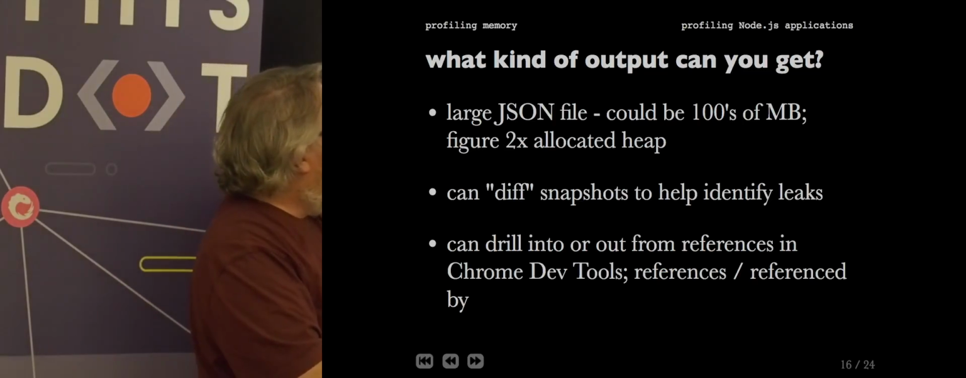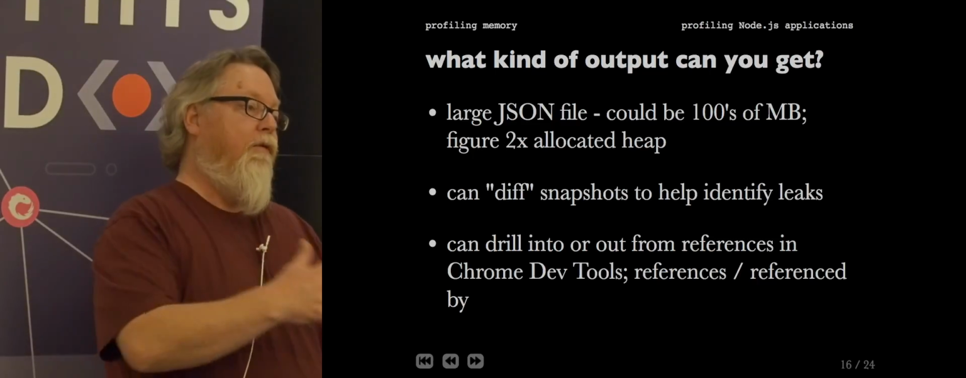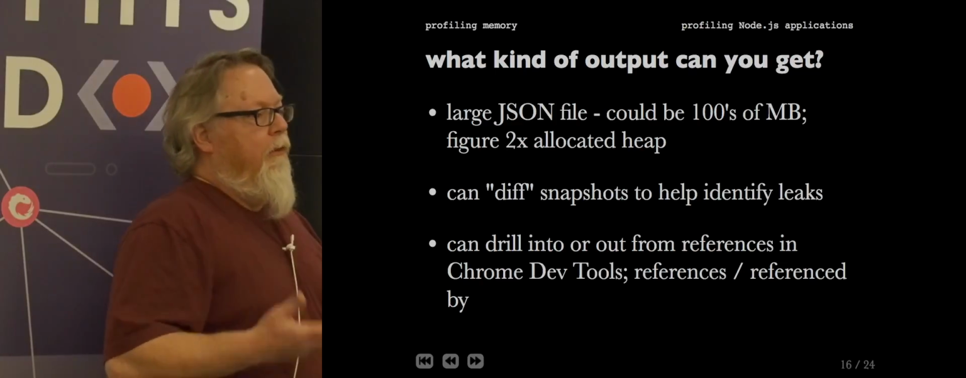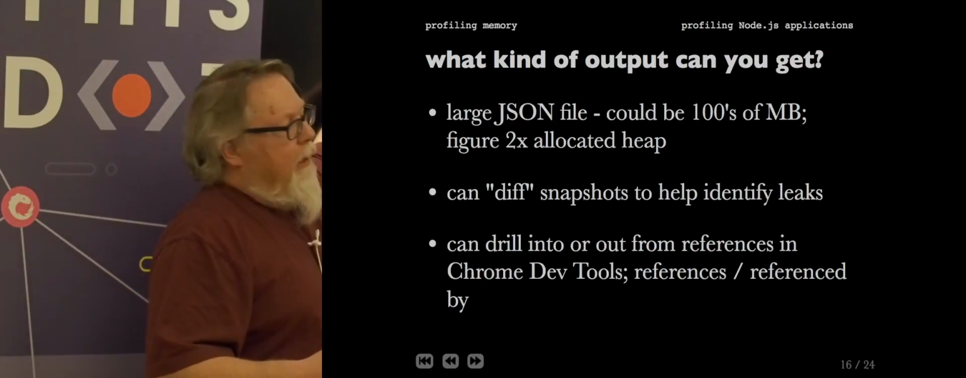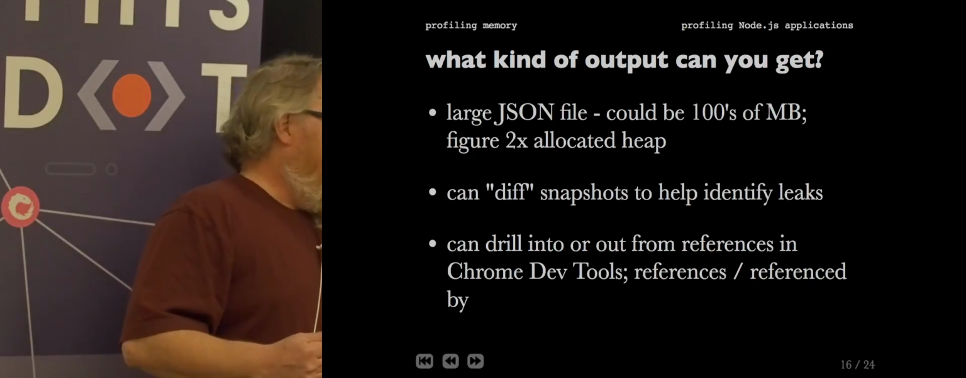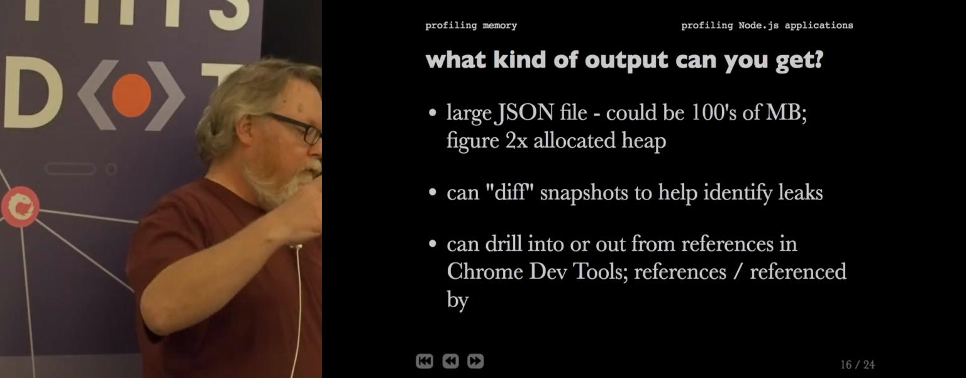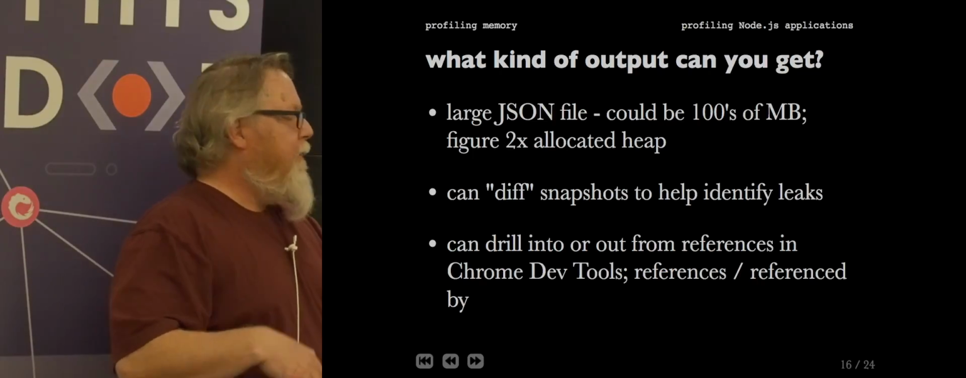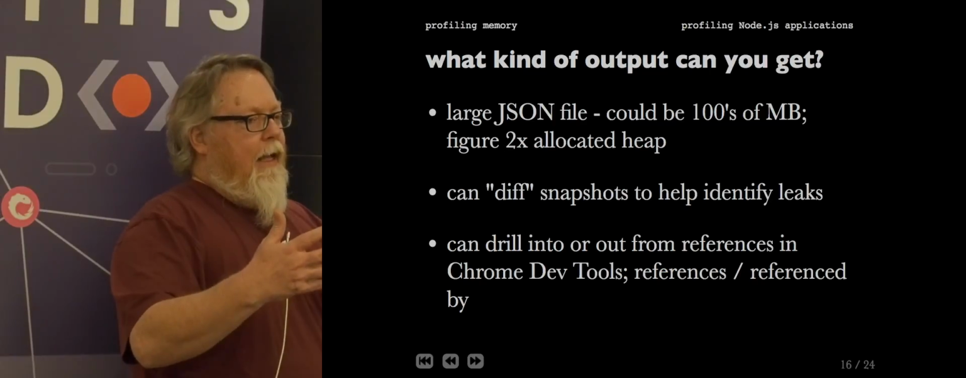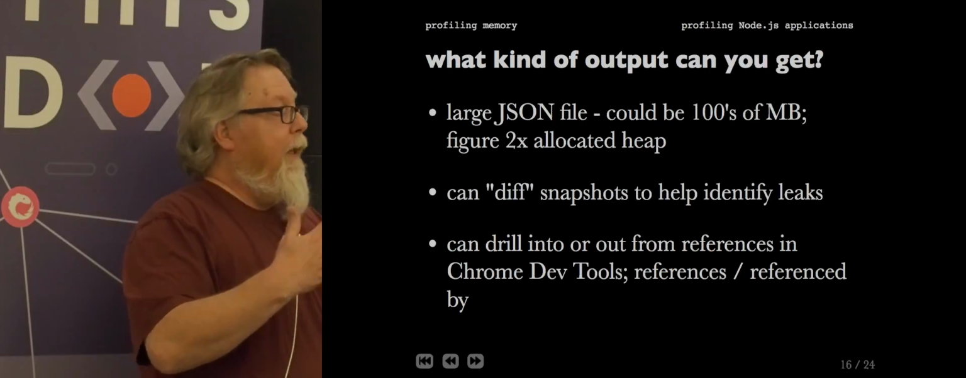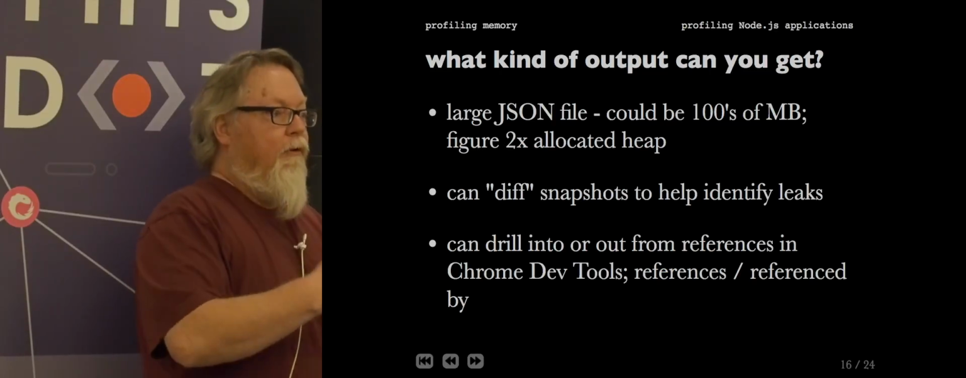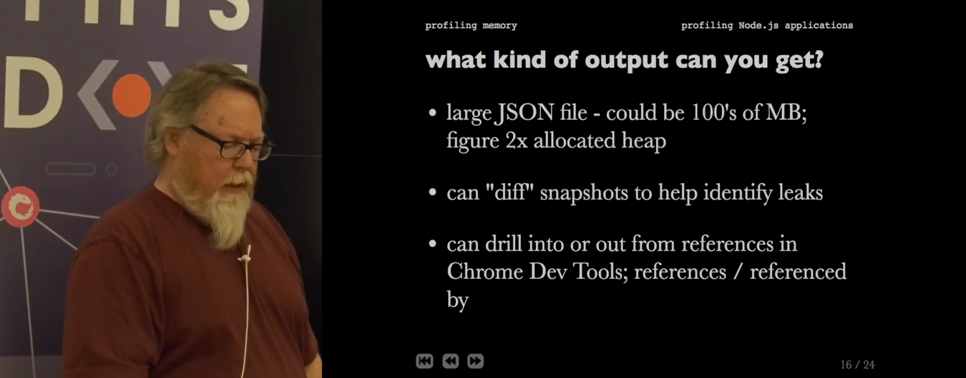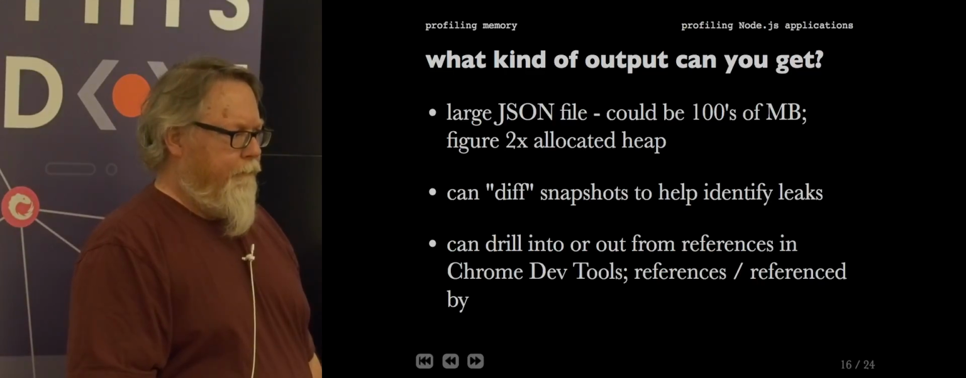A really cool capability is to be able to take two snapshots over time and then compare them. What it'll do is show you the differences. This is generally how you can identify a leak. You capture one snapshot, run your test, or hit your application with some load, take another snapshot, look at the diffs, and hopefully it'll be a little more obvious what got created in between those two. And then I showed drilling in and out of particular references.